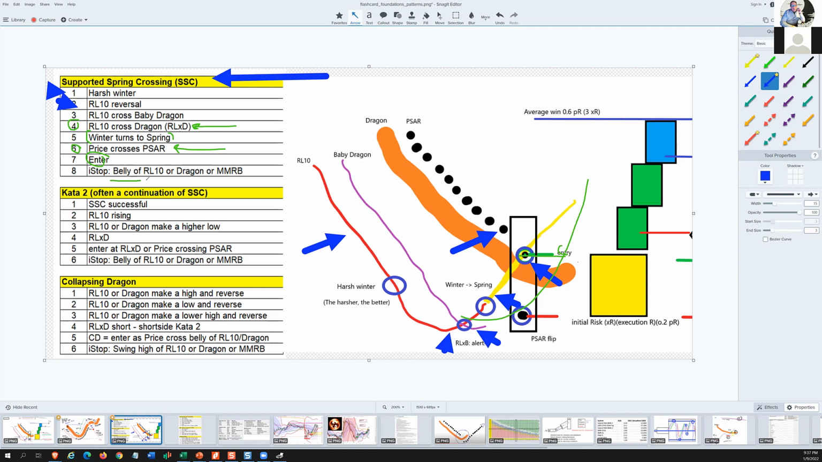And then your initial stop is either the belly of the RL10, and that's what I want you to do until you have 1,000 trades under your belt. Or because of the way the chart looks, you can see the belly of the dragon is manageable, or you could have a minimum manageable risk box that's even closer. But the default position is the belly of the RL10, because that's the one that gives you the most wiggle room, and it'll still give you a reasonable reward to risk.